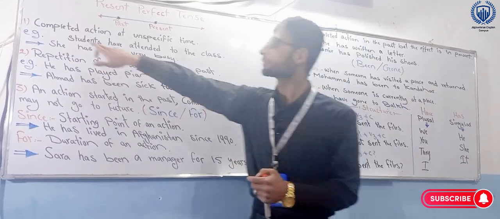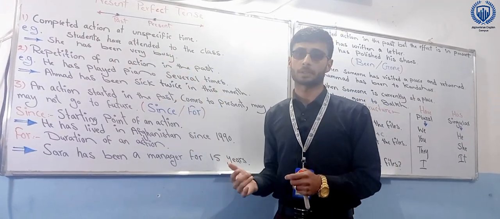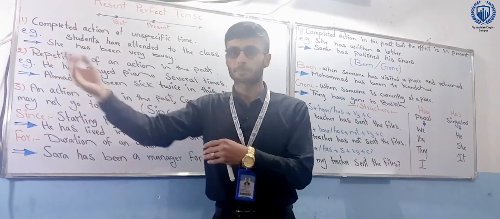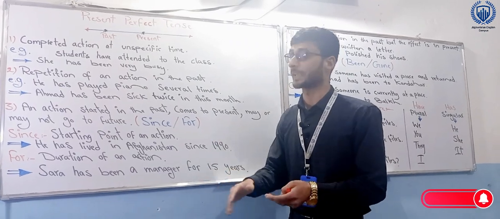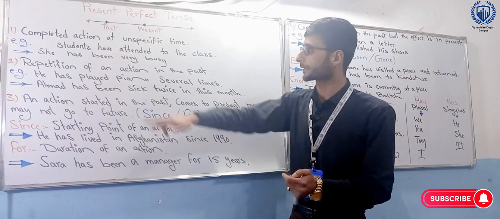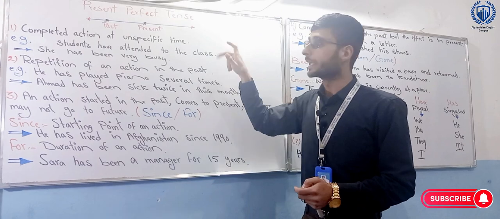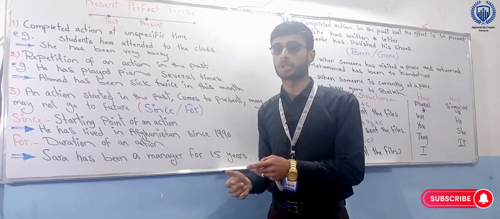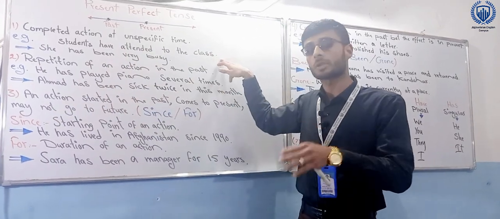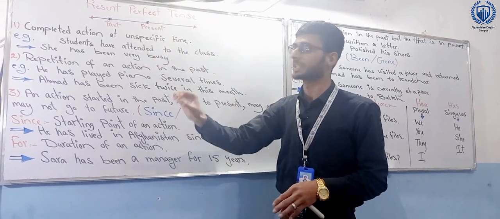The first use of present perfect tense is completed action at any specific time. It means when you want to talk about our actions in the past, but the time is unclear or unspecific, or the time is not very important, here we should use present perfect tense. For example, students have attended the class. Here, the action is very important. We want to talk about the action, not about the time of that. Here, we must not use the time. Because it is unspecific, we should not specify our time.